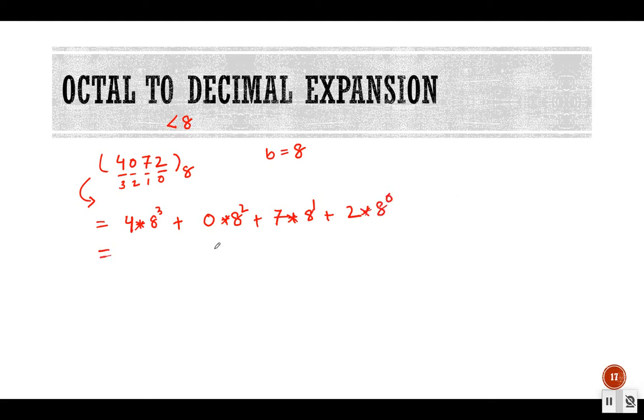Okay, so I can skip this one because this is 0, and this is going to be 8 to the power 0, which means 1. This will be 2. So this value is going to be, I guess, 2048. This will be 0, and this will be 56, and this will be 2. So finally it should give me 2106. And that's in base 10, or you can just write 2106.